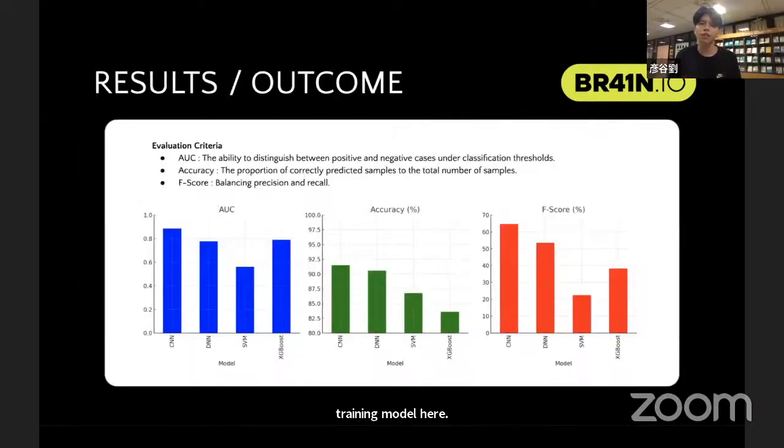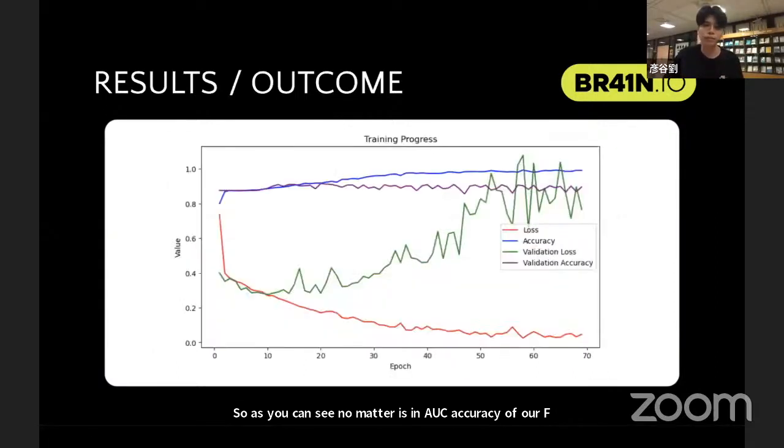Here are the results and outcome. We use 3 different kinds of evaluation criteria to evaluate the methods. As you can see, whether it's AUC, accuracy, or F-score, CNN always gets the highest score. Here's another outcome, the training progress graph. One of the most important parts is that the loss decreases gradually and the accuracy gradually increases. I think that's a great situation.